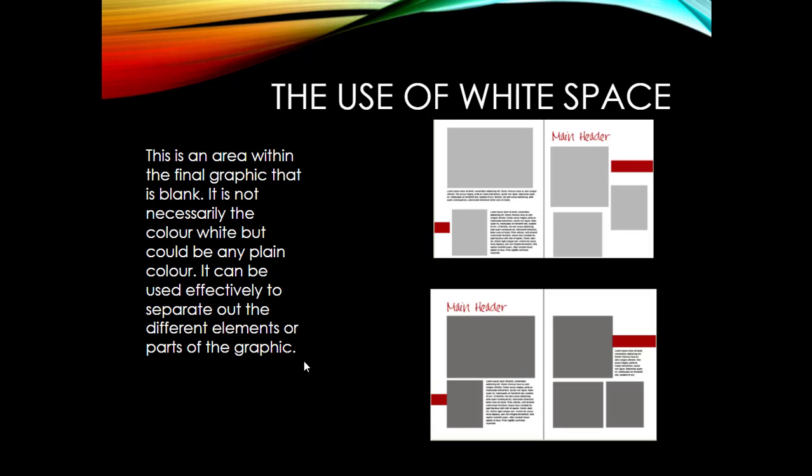Now we're going to look at the use of white space. White space is an area within the final graphic that is left blank. White space doesn't always mean the colour white. It could be a different colour. But it is used to space out the image and make it more appealing to the eye and separate different sections and parts of an image.